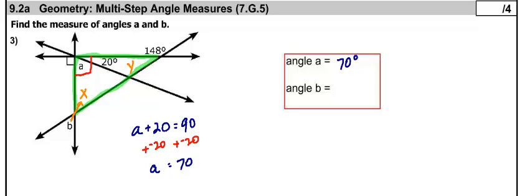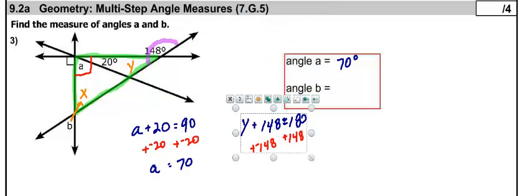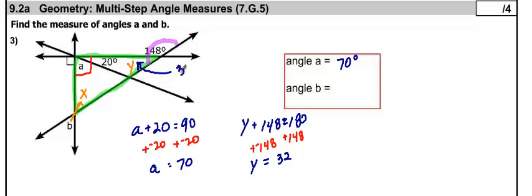Well, how can I get Y? Fortunately, we know the angle adjacent to Y. And those two, covered by that purple arc, have to equal 180 degrees. So I can figure out angle Y by saying that Y plus 148 is going to equal 180. Let me move that work where it's going to be a little easier to follow. So let's move that work down here. If I remove the 148 from both sides, then Y is equal to 180 take away 148, which is 32. So I know that this angle is 32 degrees.